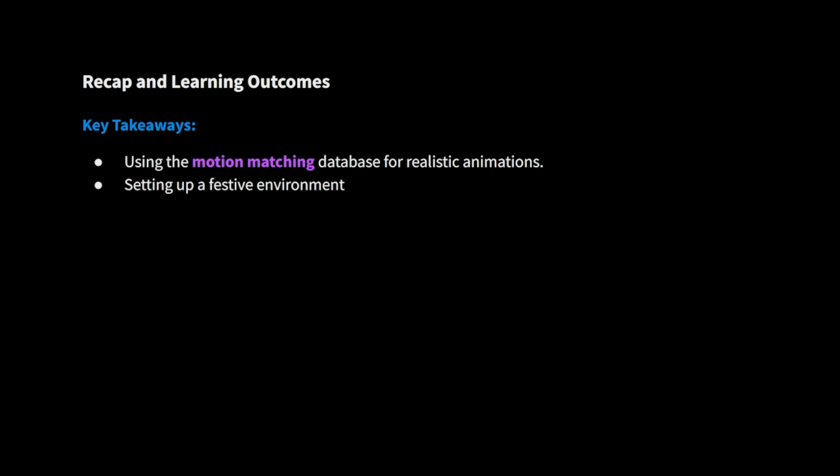Let's recap what we have seen. We have covered a lot today. You have learned how to create and configure a new project, starting with the game animation sample project. And we have learned how to use the motion matching database for realistic animations. Then, importing the Stylized Winter City Environment asset pack, you have set up a festive town square with animated characters.